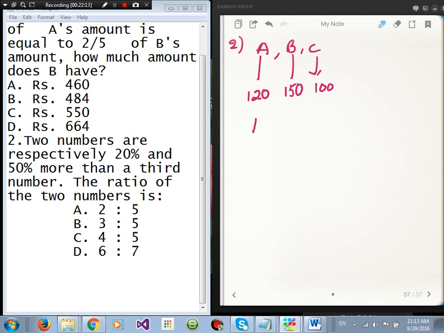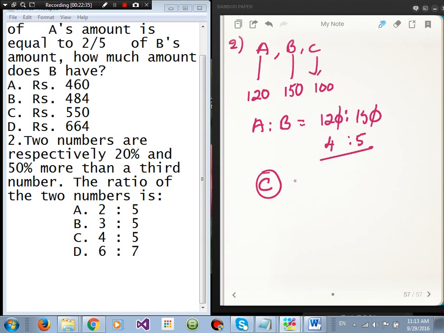Now they are asking about the ratio between the A and B. A is to B is equal to 120 is to 150. Now when you go for this here, it is 4 times 3 table, 4 times here, 5 times 3 table, 5 times 4 is to 5. Answer is C. Yeah, the answer is C.